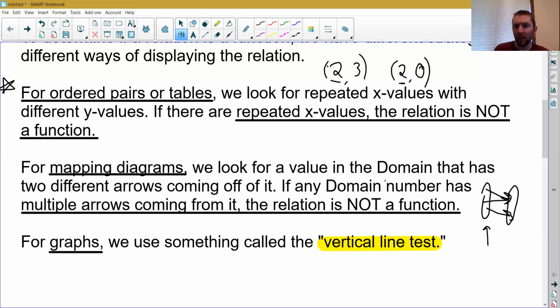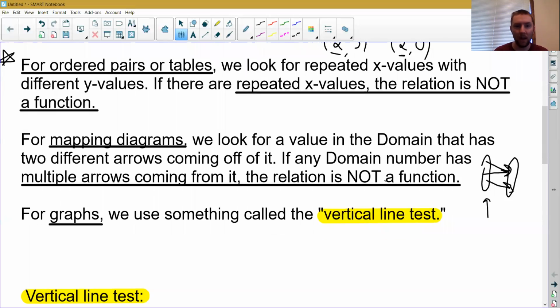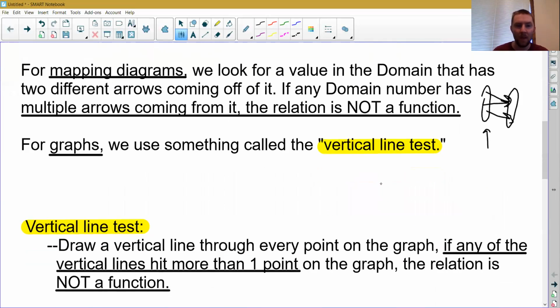And then when we're looking at a graph of a relation, either a graph of a function, like a curve, like a line, or a bunch of points, we use something called the vertical line test. All right, and I have defined that here for us. The vertical line test involves drawing vertical lines through every point on the graph. Really what we're looking for is whether there is a vertical line that I draw on that graph that hits more than one point on the graph, okay?